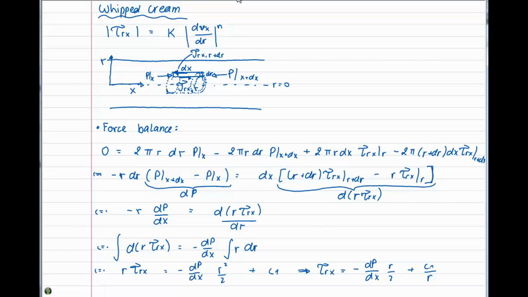Now, if we want to find out the sign of the whole term, we first have to look at the different components. C1 is 0 because the pipe is a cylinder and there's a symmetry around the line r equals 0. And because the pressure is bigger at the entrance than at the exit, dp over dx is negative, and this makes the whole term positive.